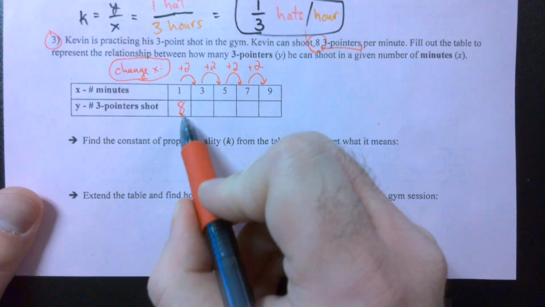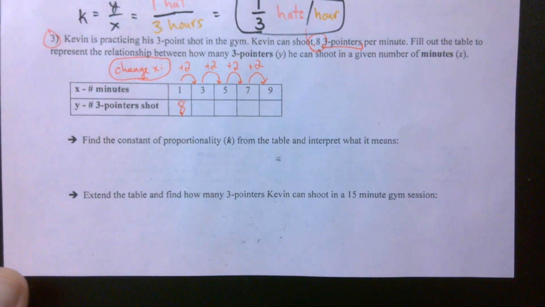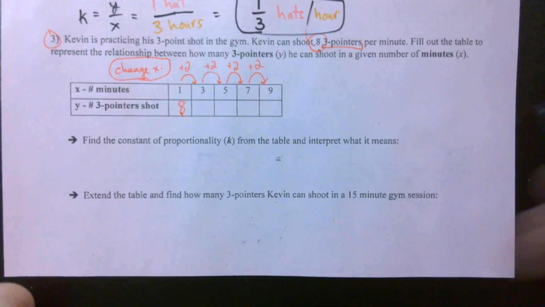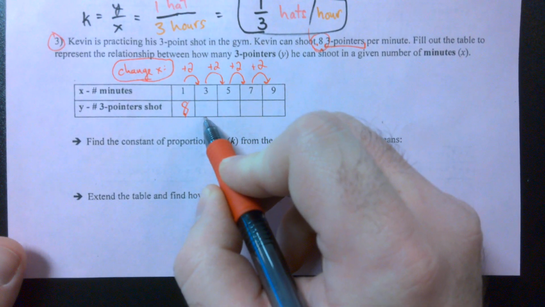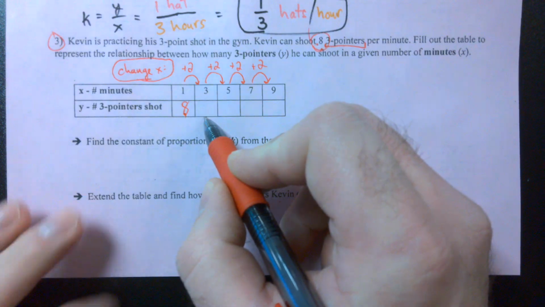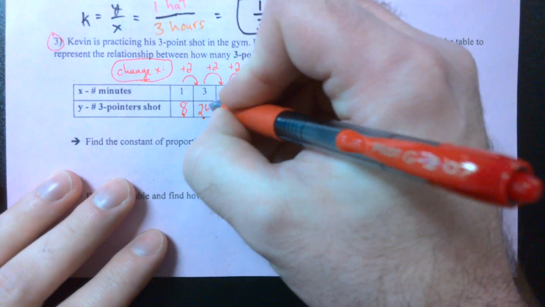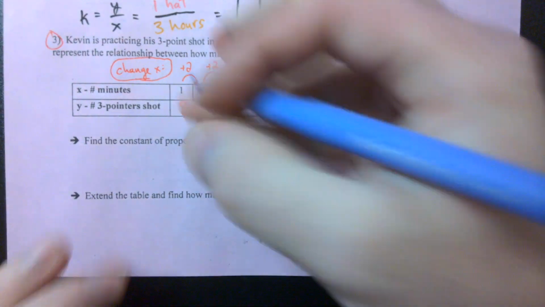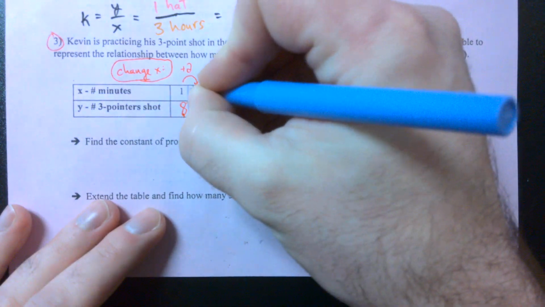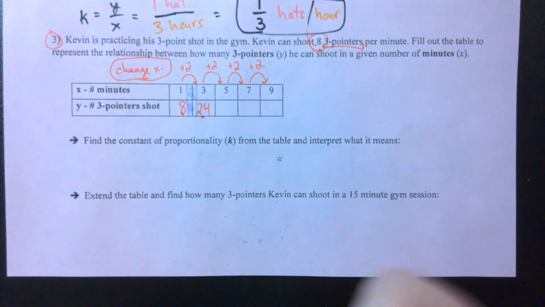All right? So if he can shoot 8 in 1 minute, how many can he shoot in 2 minutes? 16. Is it asking me for how many he can shoot in 2 minutes? No, it's asking for 3 minutes, right? Well, how many can he shoot in 3 minutes? 24. If I wanted to squeeze in there an extra little box for 2 minutes, then he can shoot 16 of them.